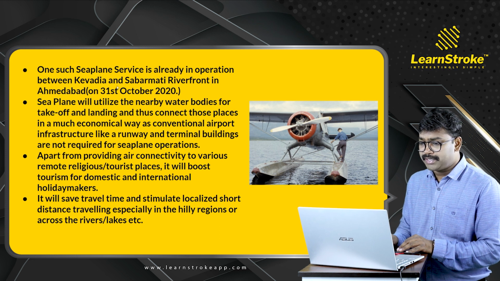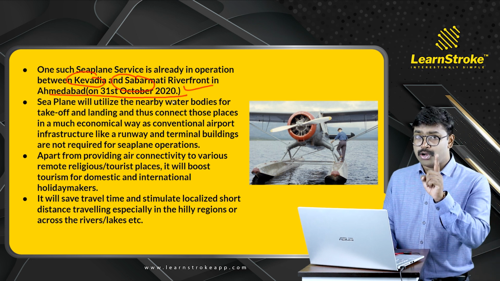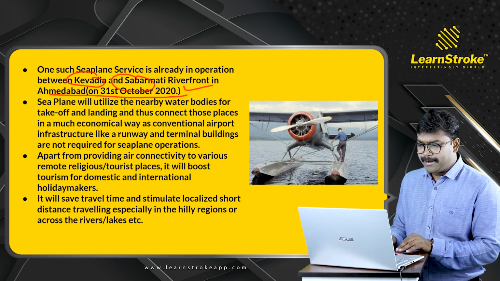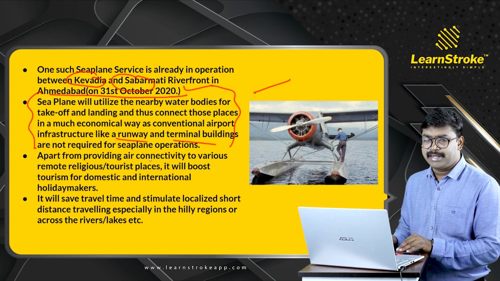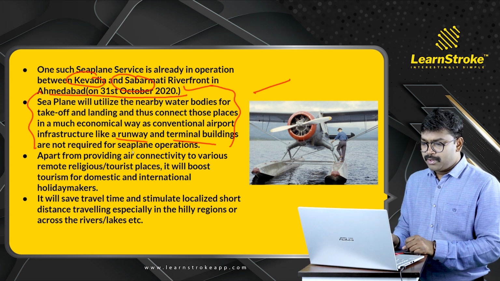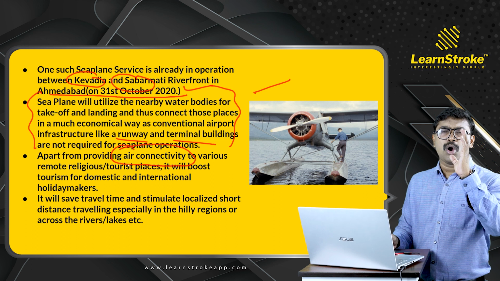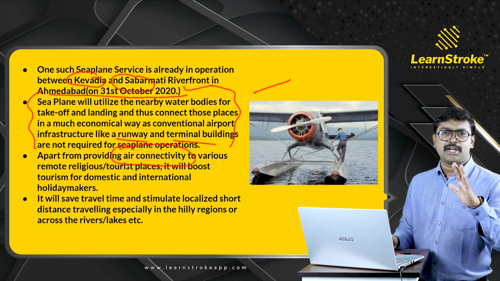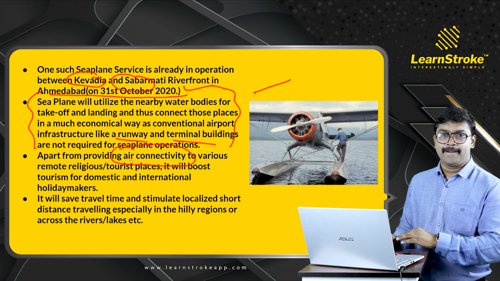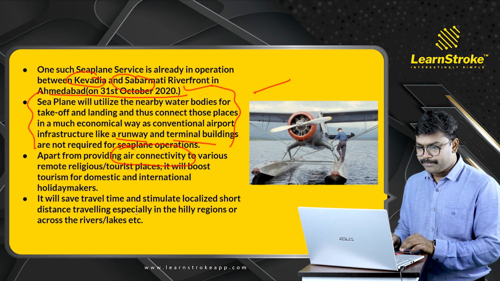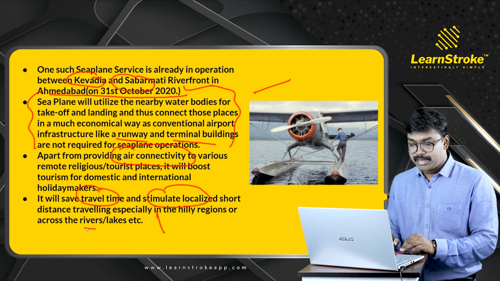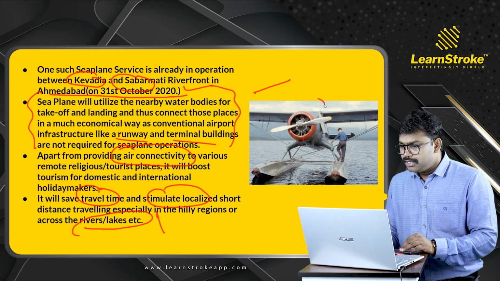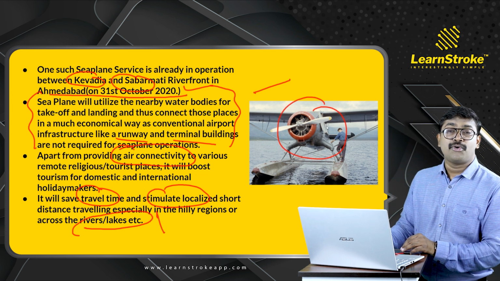There is already a seaplane service existing in Kevadia and Sabarmati River in Ahmedabad, which was started in 2020. So already an existing thing. And as I said, why is seaplane going to be an advantage? Because you don't need a runway, terminal buildings, etc., which I already said. And it provides great air connectivity throughout this country, irrespective of the challenges in constructing an air system in India. So this is going to be a beneficial thing, and it will save a lot of travel time and stimulate localized short distance travel in the hilly regions and across river waters and lakes. So definitely seaplane service is going to be a good thing for India.